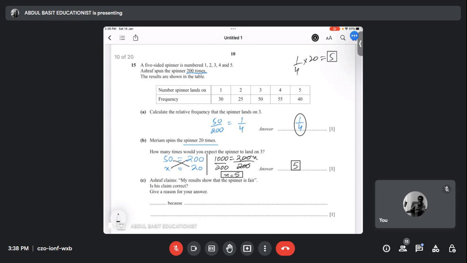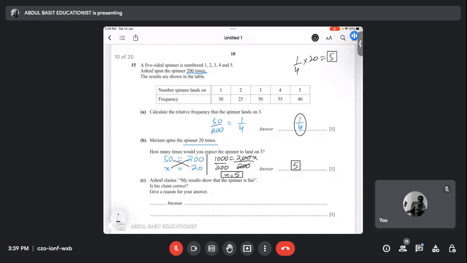Yes, sir. This spinner has the numbers 3, 4, 5 as favorable numbers, because 50 plus 55 is 105, 105 plus 40 is 145. So it means that out of 200, the spinner is favoring the greater values 145 times. Is this clear? Yes, sir.